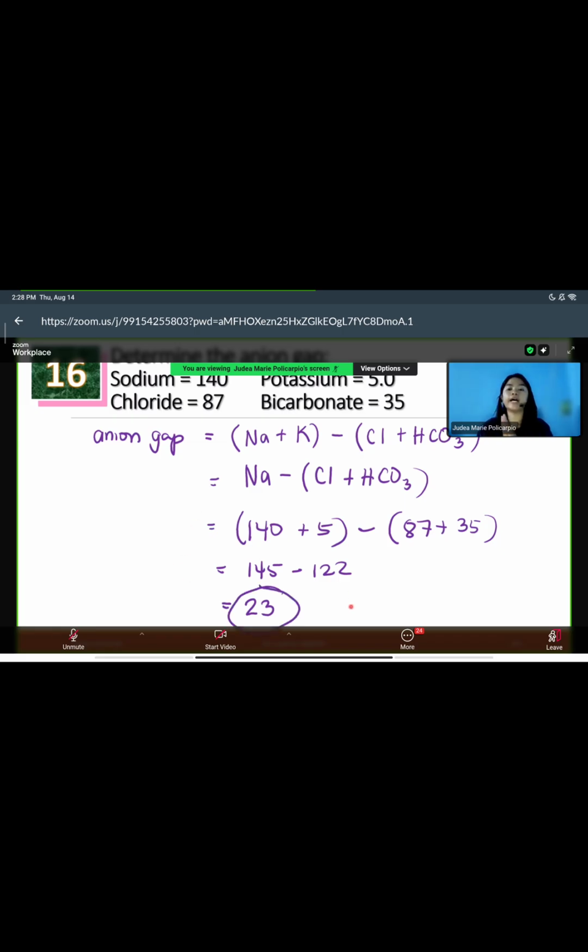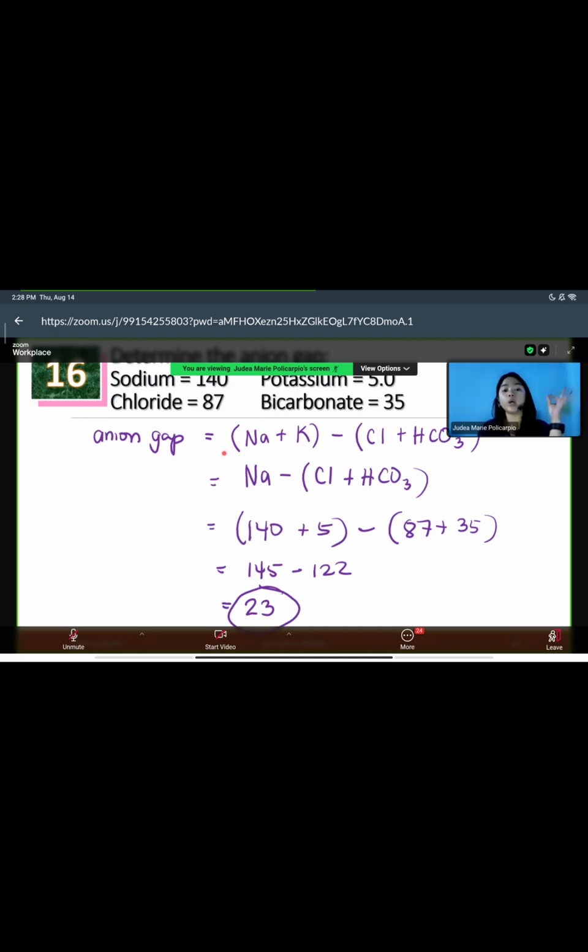Therefore, the anion gap is equivalent to 23. Okay, so again ha, recall question. Sometimes they would just ask you for the formula of the anion gap. Okay, pangalawa, tinanong na rin dati ng board exam ha, kung sino yung pinaka or hindi rather nakaka-apekto sa anion gap, kaya pwede mo nang tanggalin sa computation. We can already remove the potassium from the computation kasi potassium is least likely to affect the anion gap.